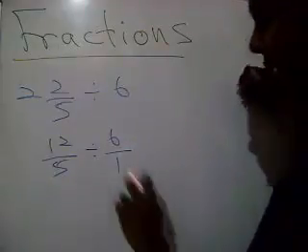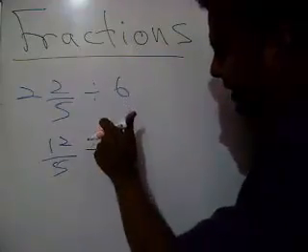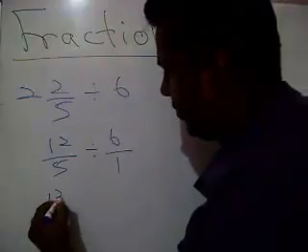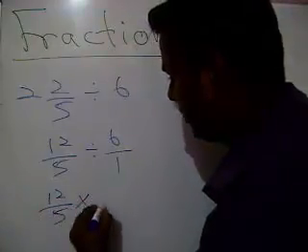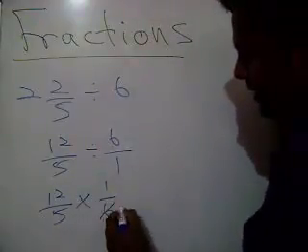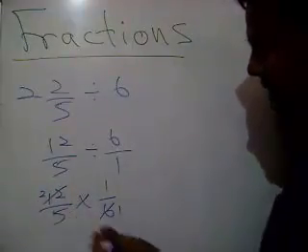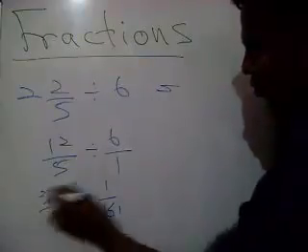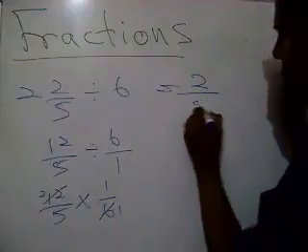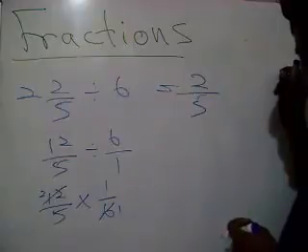Now, in order to make this division a multiplication, we just need to change the sign and flip the fraction. So what happens here is 12 over 5 into 1 over 6. Now can we simplify this? Yes, 6 times 1 is 6, 6 times 2 is 12. Can we simplify this further? No. So 2 into 1 is 2 over 5 into 1 is 5. So we have 2 over 5. That's the answer for this.